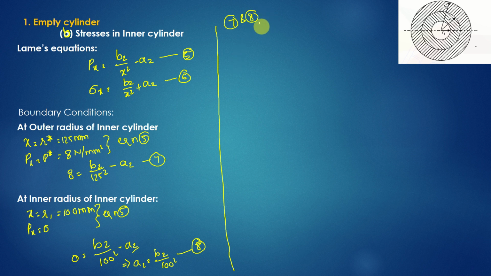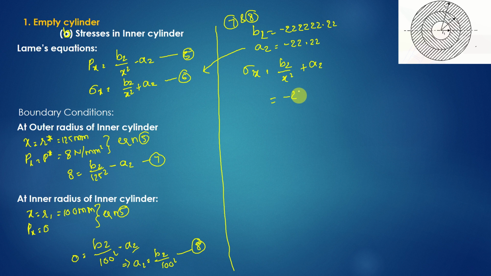So now you get the values of B2 as minus 222222.22, and A2 as minus 22.22. These are the values you get. And let us see sigma. Let us substitute in equation 6. Sigma x is equal to B2 by x square plus A2. So sigma x is equal to 222222.22 by x square minus 22.22, that is the A2 value here.